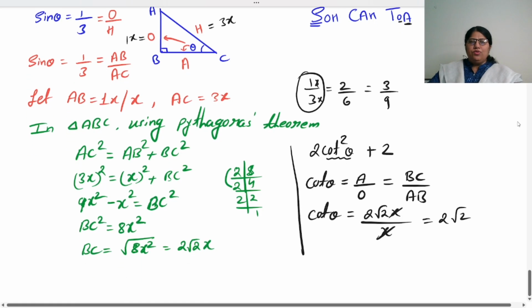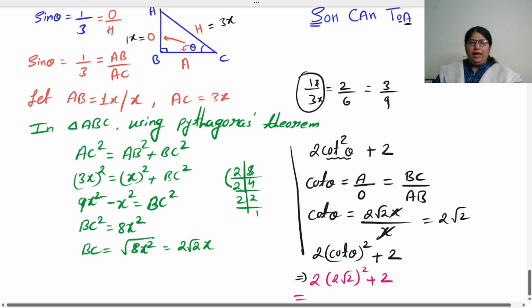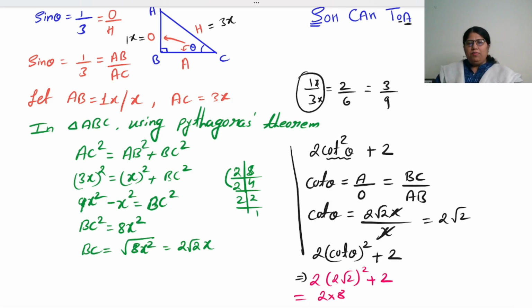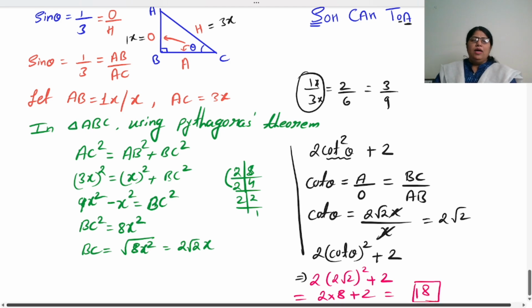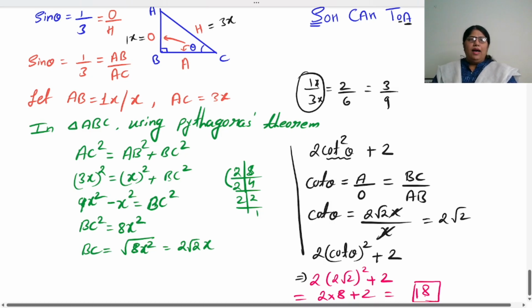Now if I substitute, remember 2 cot square theta can be written as 2 times cot theta whole square plus 2. If I substitute the value, what am I going to get? 2 times 2 root 2 whole square plus 2. 2 root 2 whole square is nothing but 8. So 2 times 8 plus 2 is 18. So this is the way you can get the value. These kinds of questions in your board paper come as 2-mark questions, or as MCQs. In an MCQ, you don't need to show all the explanation.